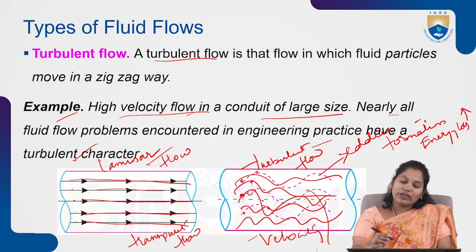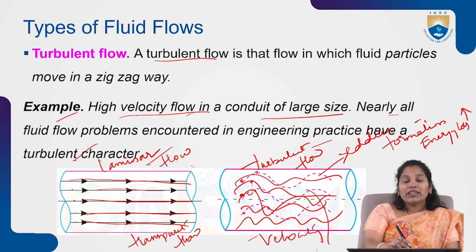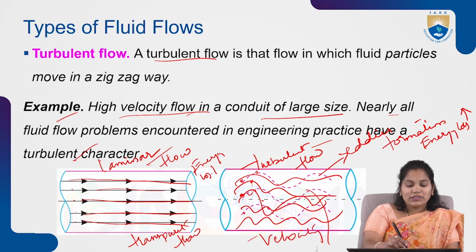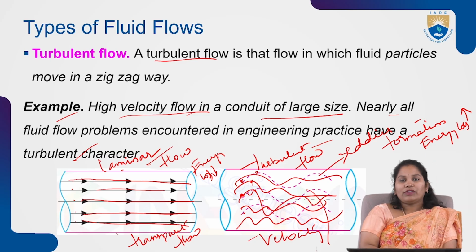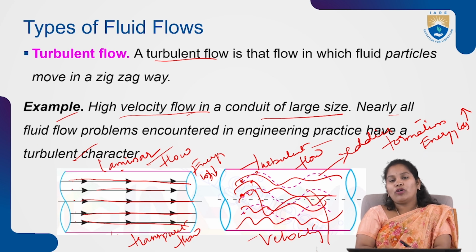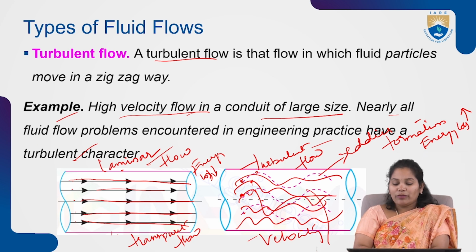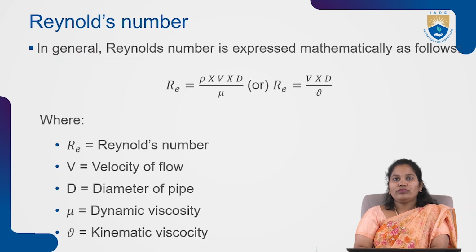Because of this we see high energy loss. When comparing with laminar flow, the energy loss is minimum. Only at the boundaries we see loss, that's it. But here, because of the particles jumping from one point to another point, we see more energy loss.